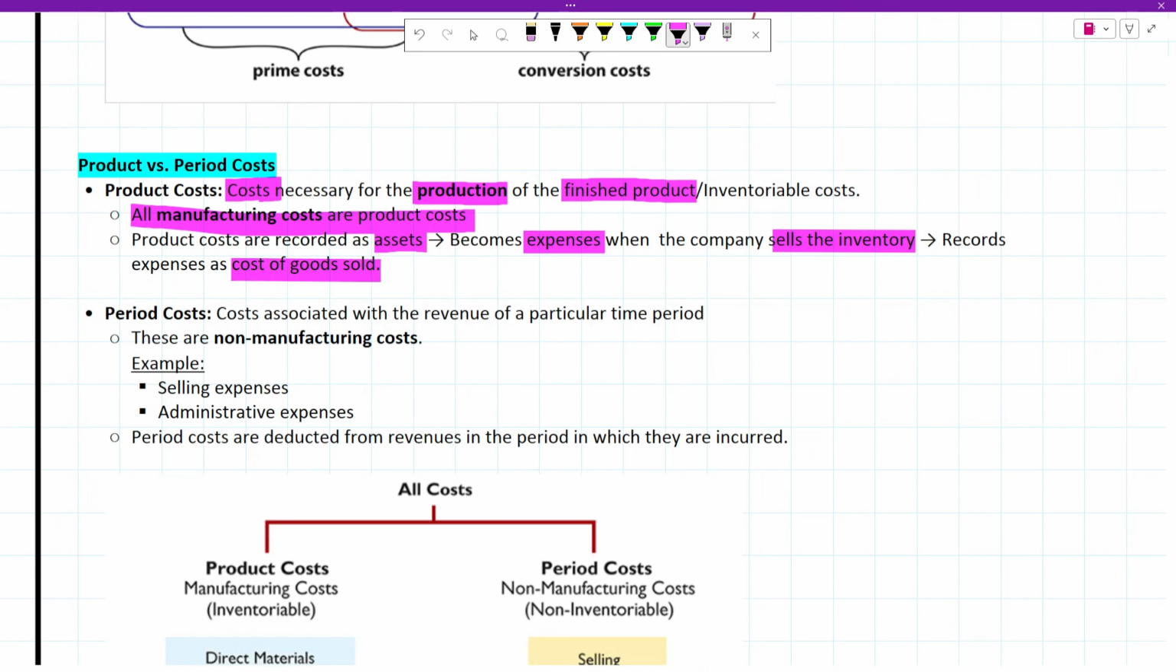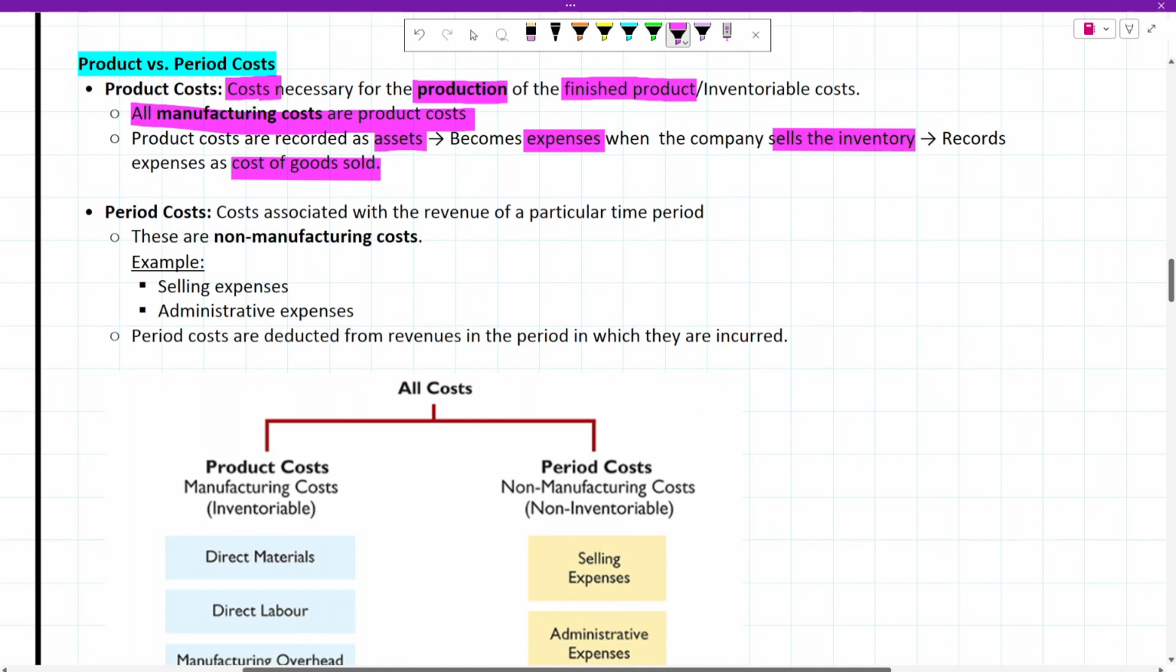So guys, make sure you remember that and don't get confused by initially putting your product cost as an expense right away. This isn't a good thing to do. So period cost, this is the cost associated with the revenue of a particular time period. These are non-manufacturing costs. So an example of this is selling expenses, administrative expenses. Period costs are deducted from revenues in the period in which they are incurred.